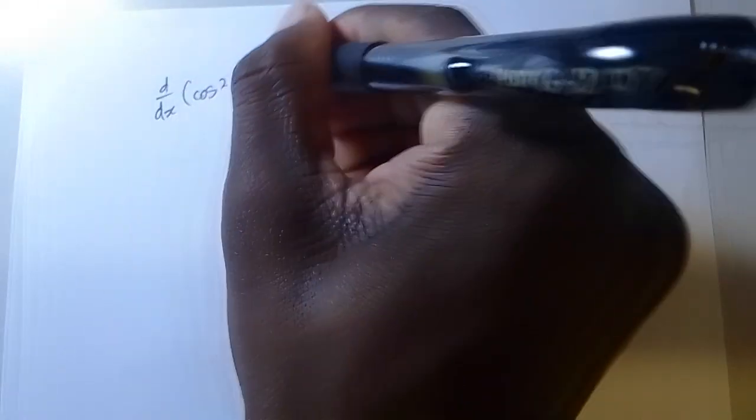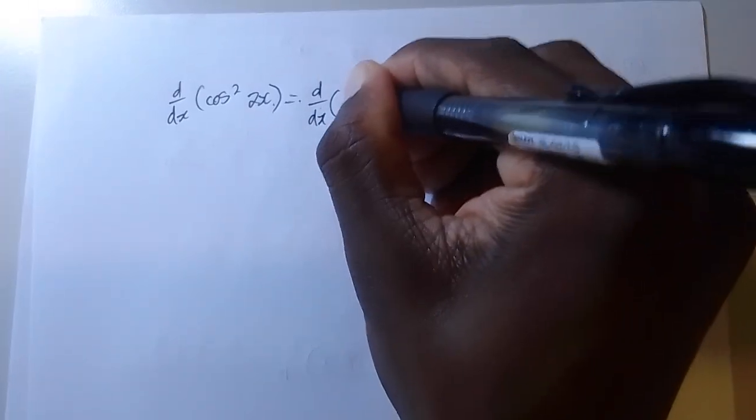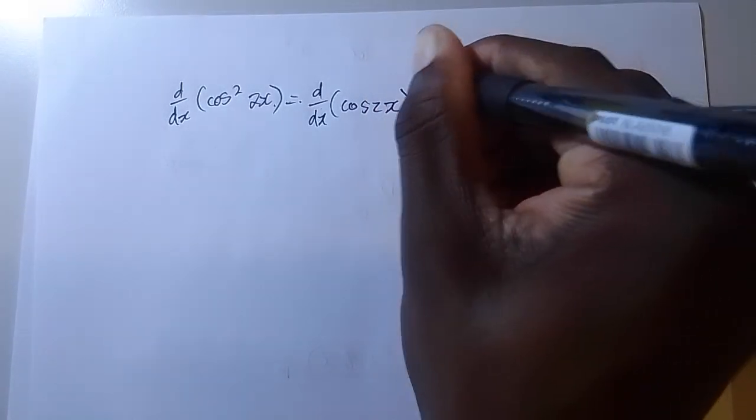But now we are differentiating cos squared 2x. Okay, so this is a bit different, but we will conquer as we always do. This is the same as differentiating cos 2x all squared.